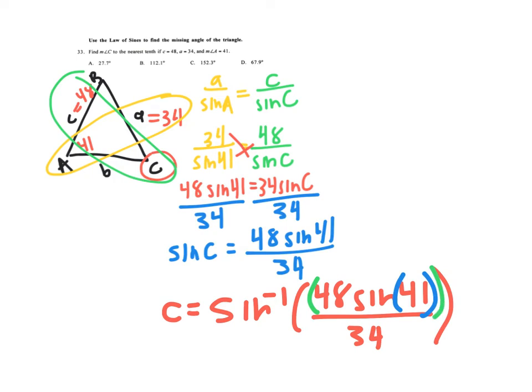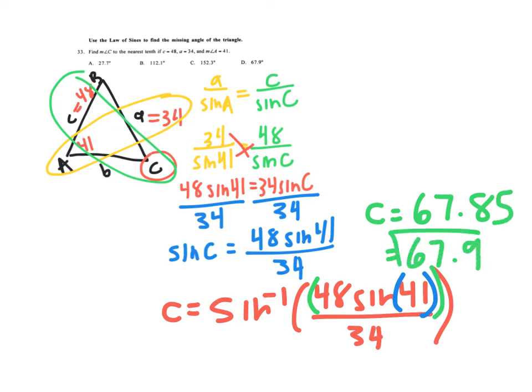So we're going to do second sine of 48 sine 41. Make sure you close your parenthesis after the 41 divided by 34. When I do that, I get 67.85, which is going to be 67.9, which is D. I actually tried it without the green parentheses, and you don't need those. So just make sure that you do the blue ones around 41 and you're good to go.